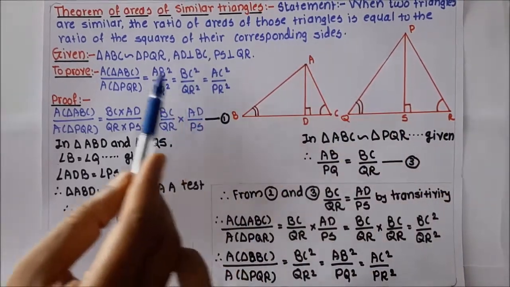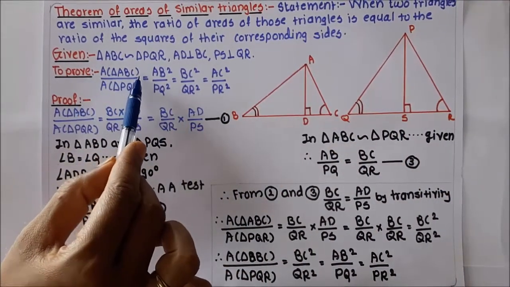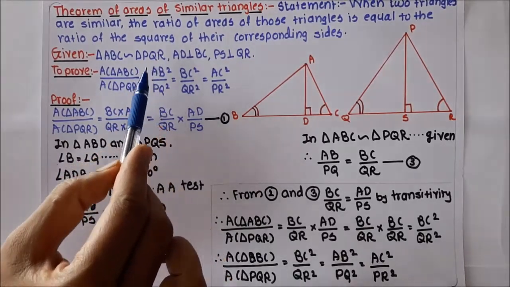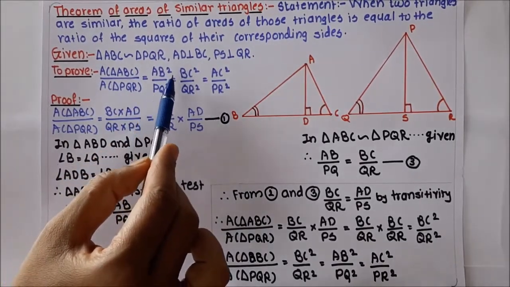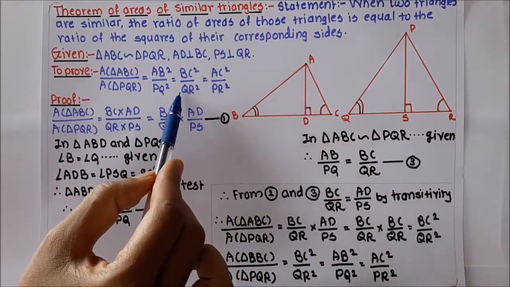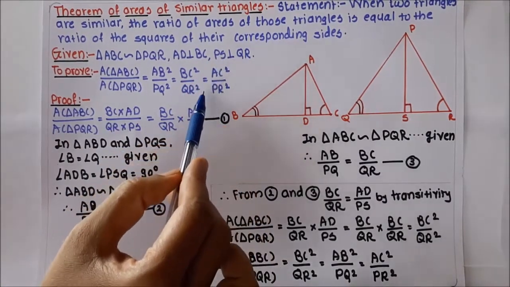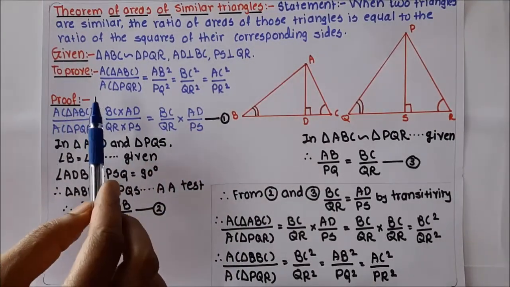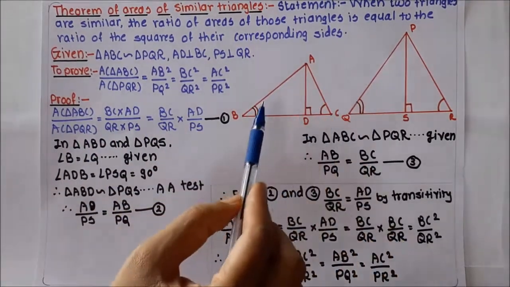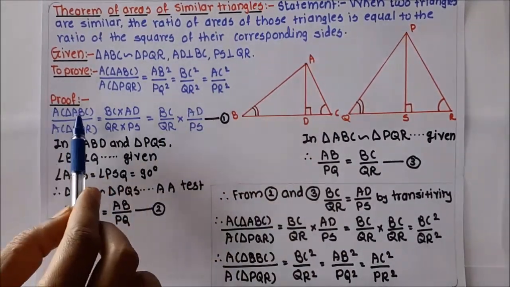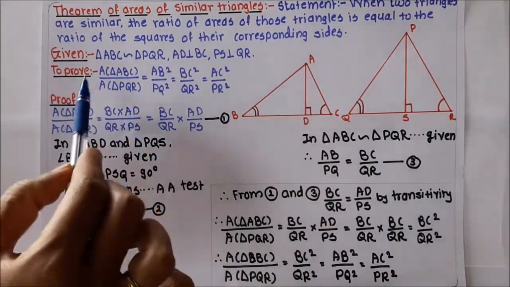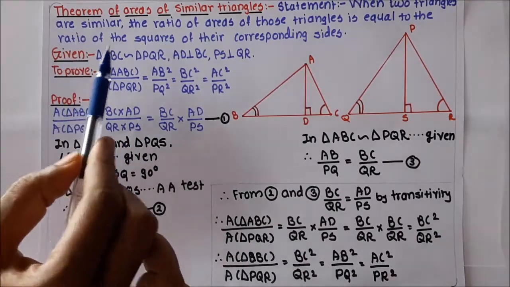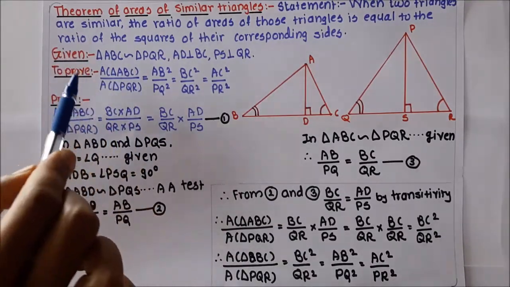Now we have to prove that area of triangle ABC upon area of triangle PQR is equal to AB square upon PQ square is equal to BC square upon QR square is equal to AC square upon PR square. For this proof, at first we have to take the ratio of these two similar triangles' areas. Now you know that the area of a triangle is equal to 1/2 base into height. 1/2 gets cancelled, and base into height is actually the formula.